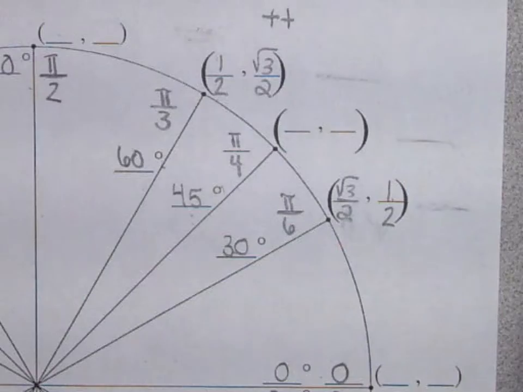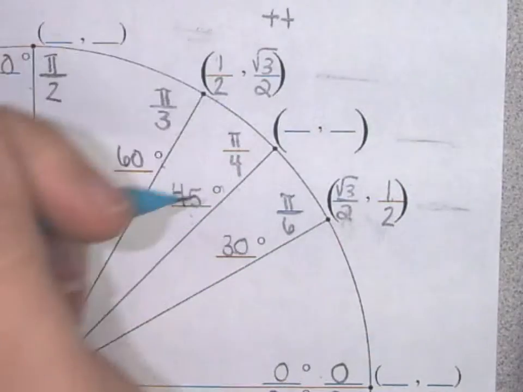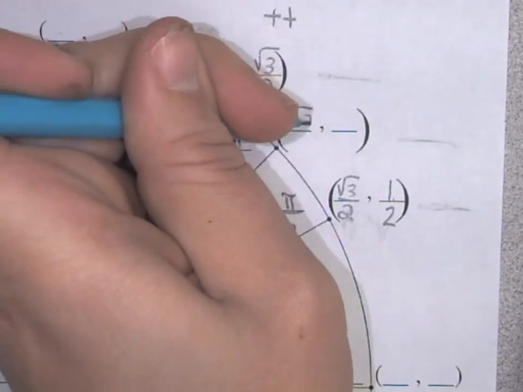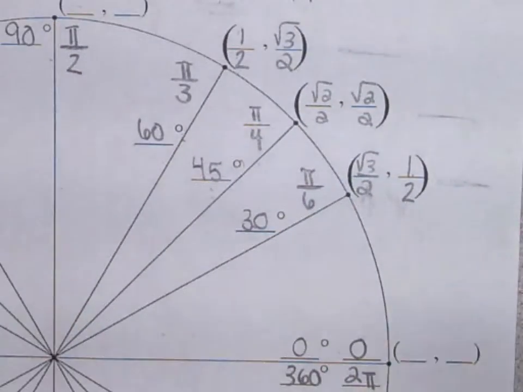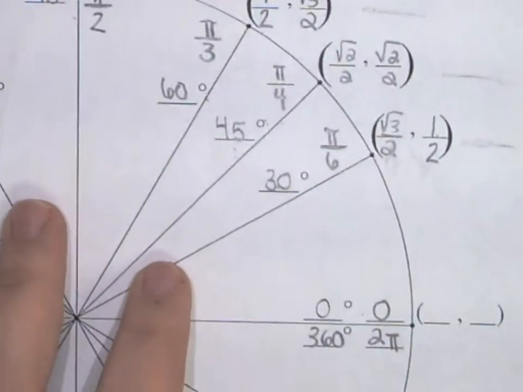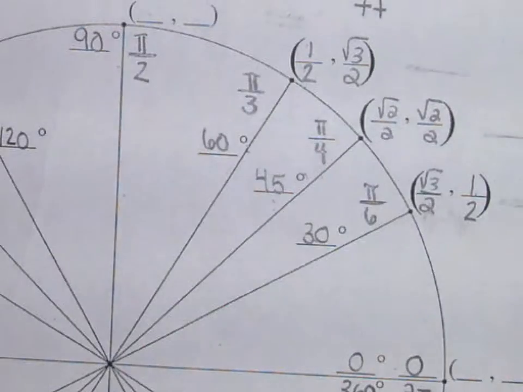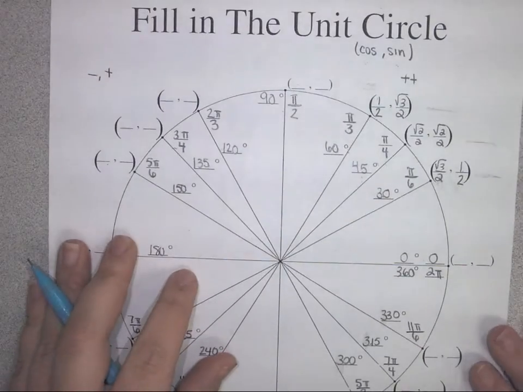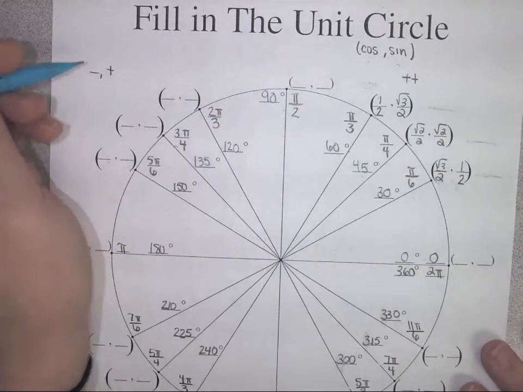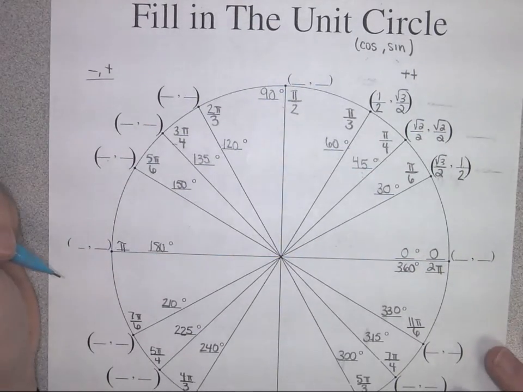You just switched them. Yeah. Not tangent. 45 is the easiest because their numbers are the same. And these are the easiest to memorize because, zoom out, all these points are the same in the same spot. The only difference is whether they're positive or negative.